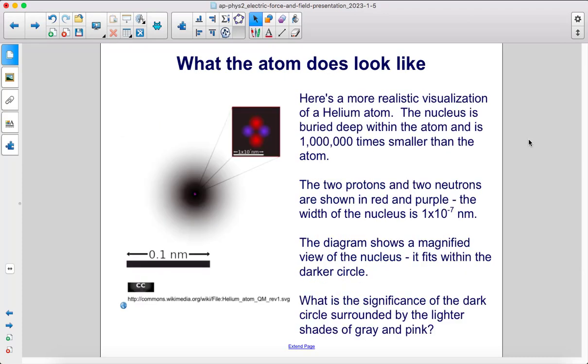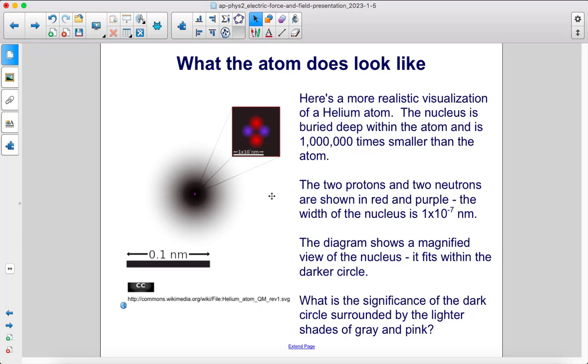Here's a more realistic visualization of a helium atom. The nucleus is buried deep within the atom and is 1,000,000 times smaller than the atom. The 2 protons and 2 neutrons are shown in red and purple. The width of the nucleus is 1 times 10^-7 nanometers. The diagram shows a magnified view of the nucleus. It fits within the darker circle.